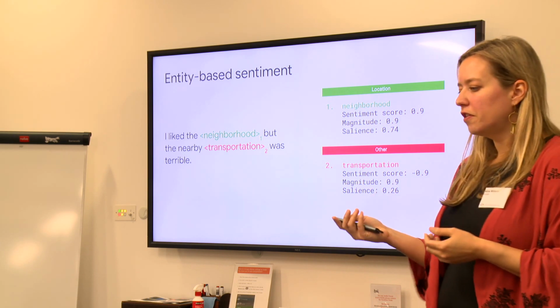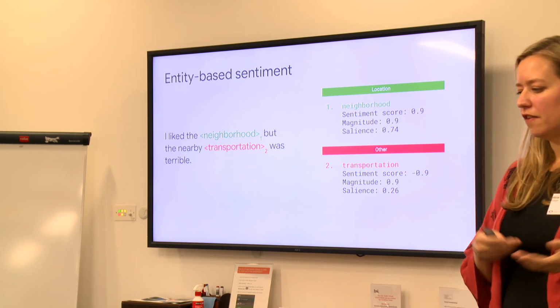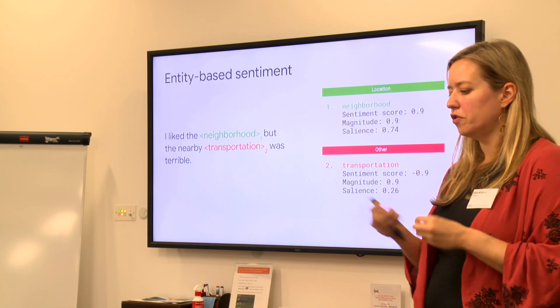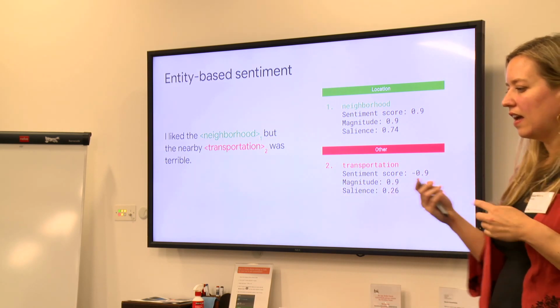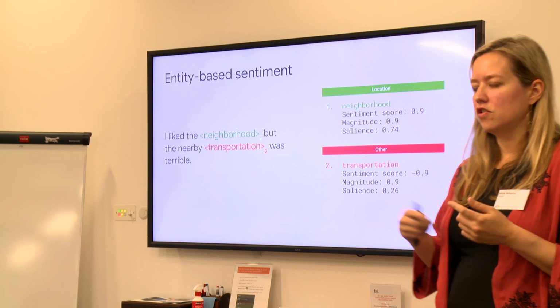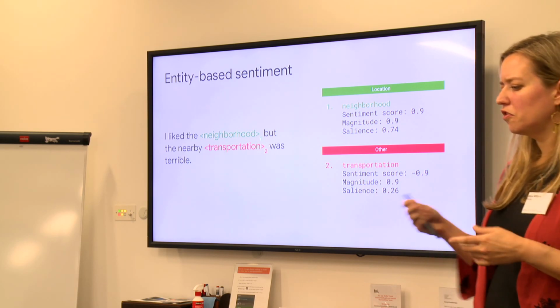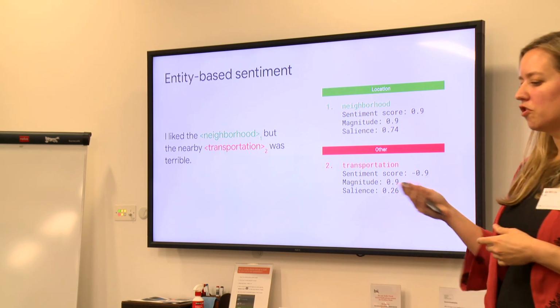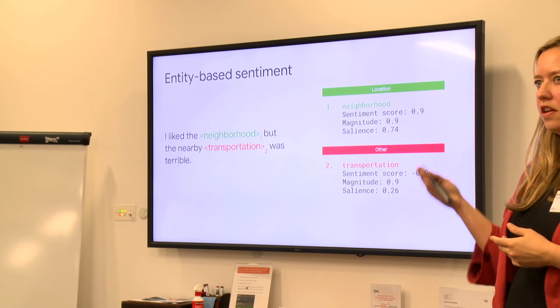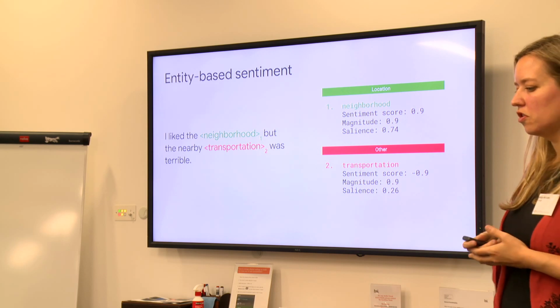So there's a really cool method in Cloud Natural Language that if you pass it a block of text, it will do 2 of the things I talked about. It'll pull out the entities, and it will assign a sentiment to each of those entities. So instead of just saying this whole block of text was kind of positive, it can actually say neighborhood was mentioned in a likely positive way and transportation in a negative way.